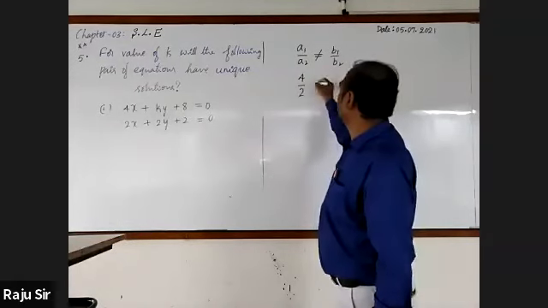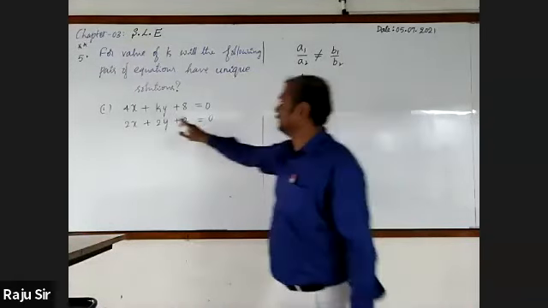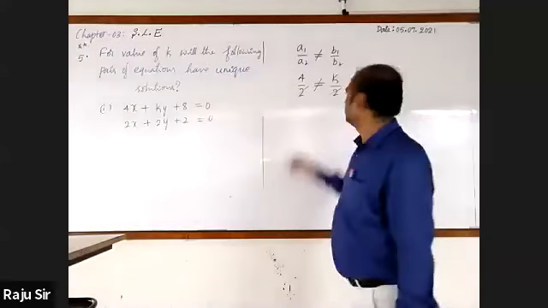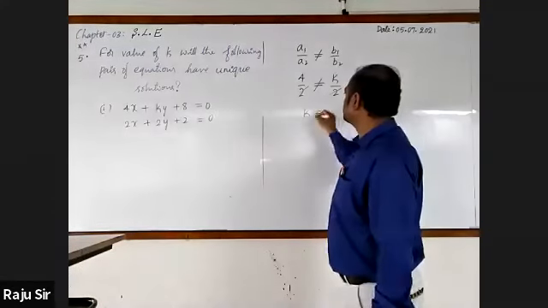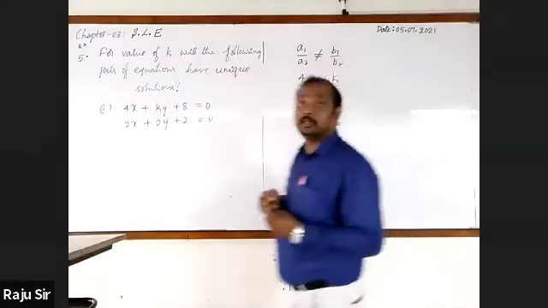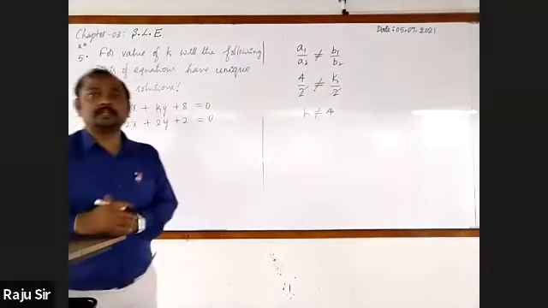4 by 2 is not equal to K by 2. The 2 cancels. Then K is not equal to 4. What is the meaning of this?